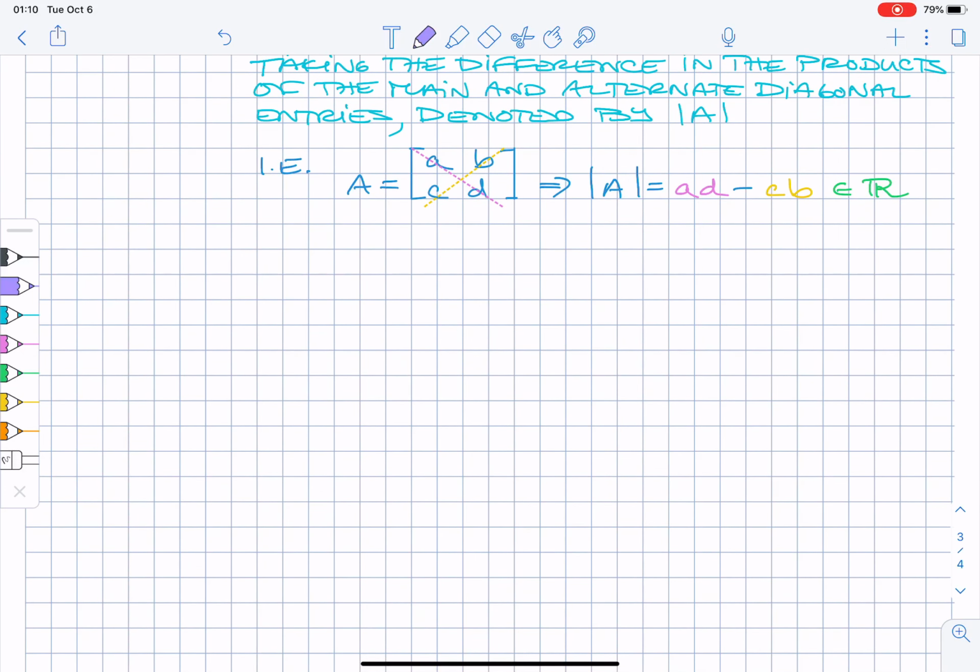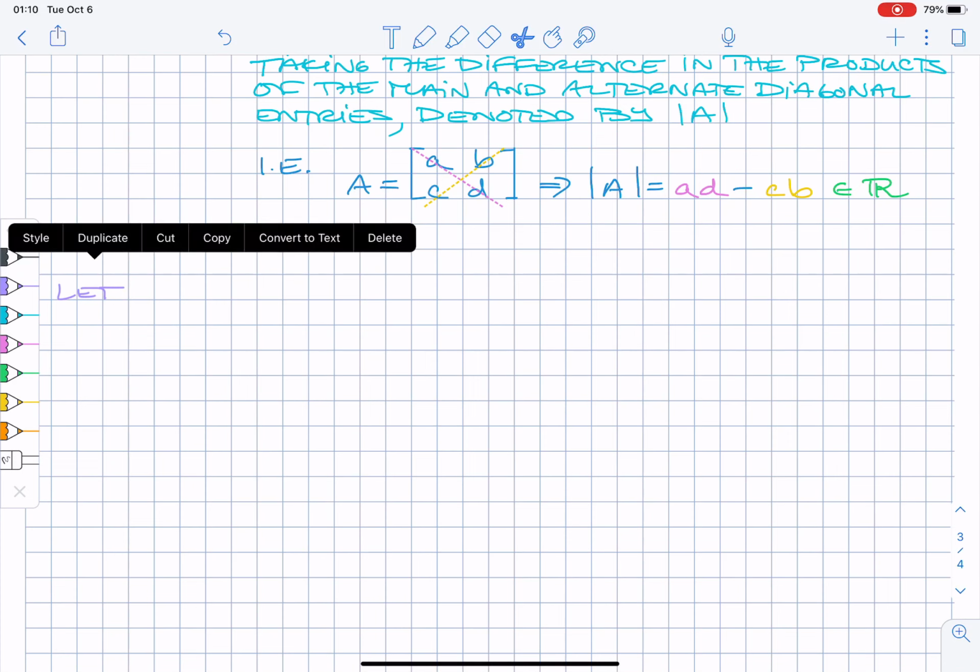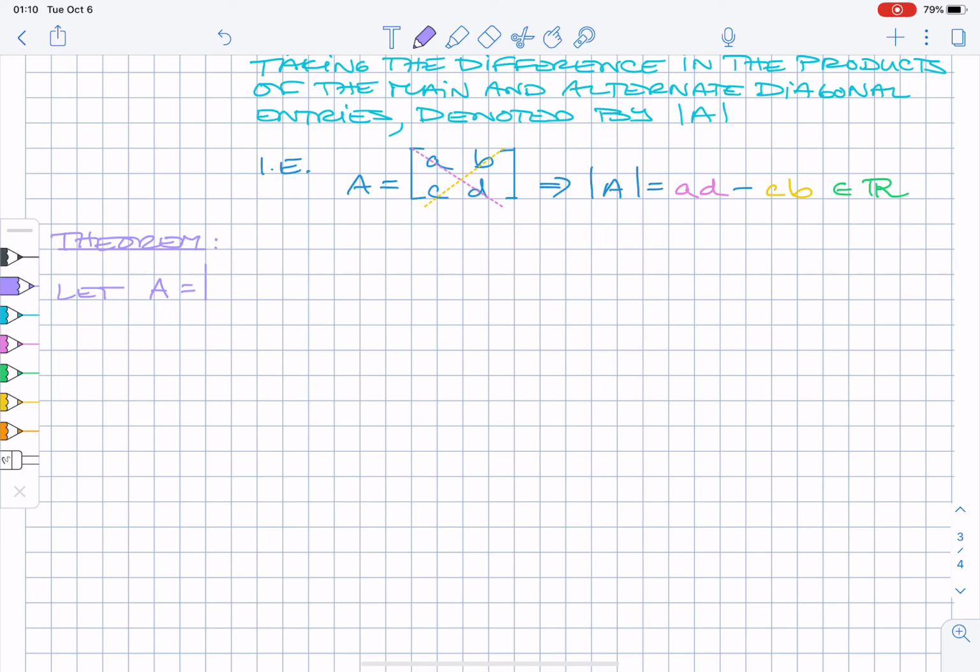Okay, so theorem, once we know that, let's maybe I need to move down here. Let's let A be the 2 by 2 matrix A, B, C, D, such that the determinant of A is not equal to 0. Then A inverse will be 1 divided by the determinant of A times the matrix that swaps the main diagonal and negates the alternate diagonal.